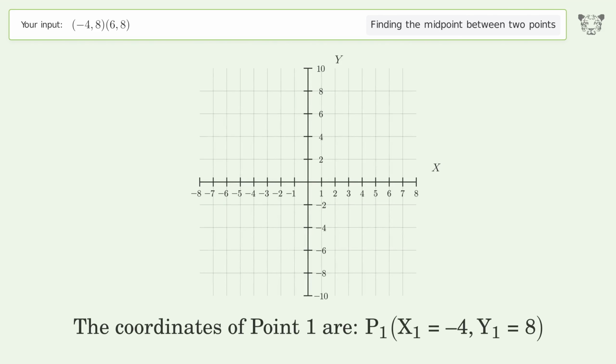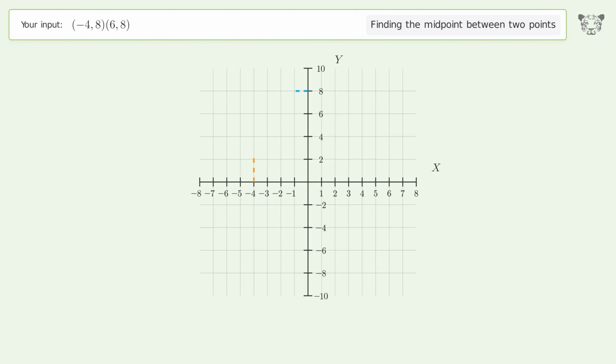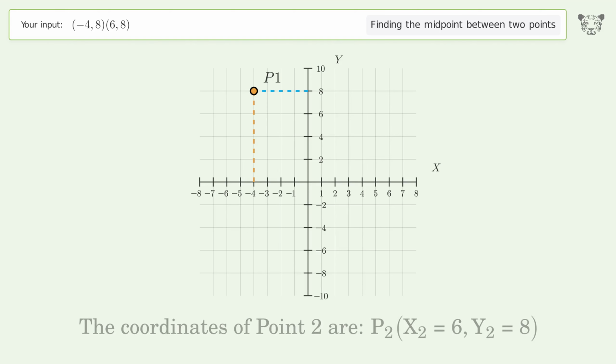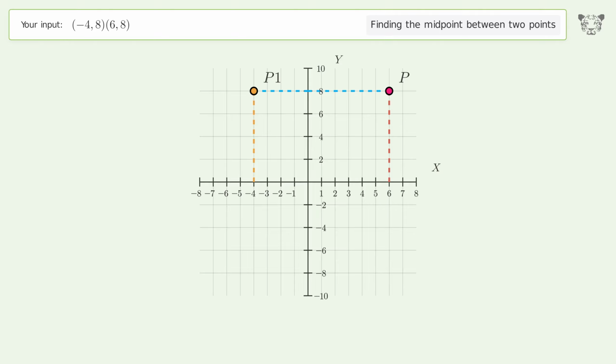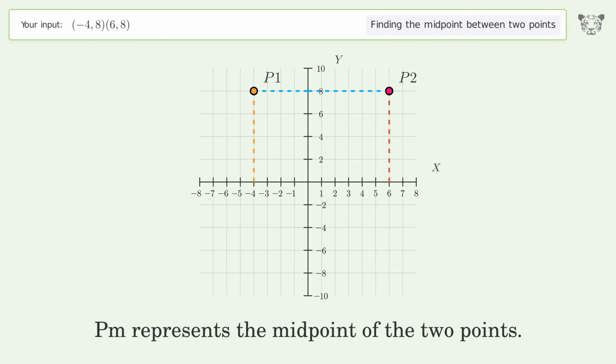The coordinates of point 1 are x1 equals -4, y1 equals 8. The coordinates of point 2 are x2 equals 6, y2 equals 8. PM represents the midpoint of the 2 points.